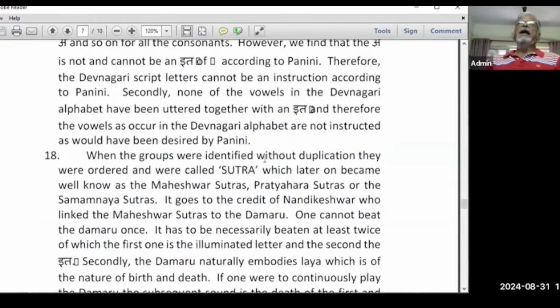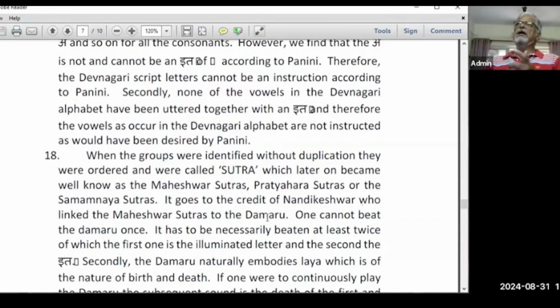When the groups were identified without duplication, they were ordered and called sutra, which later on became well known as the Maheshwar Sutras, Pratyahara Sutras, or the Samamnaya Sutras. It goes to the credit of Nandikeshwar, who linked the Maheshwar Sutras to the Damru.